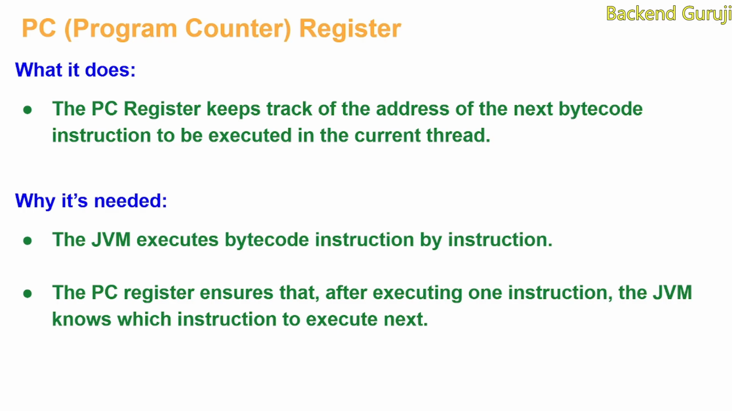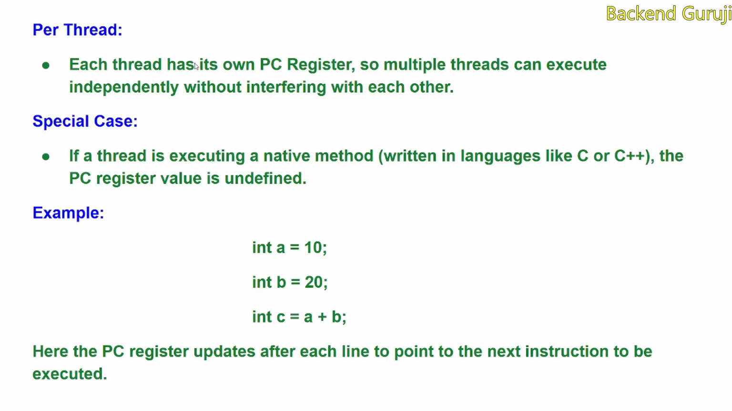Why is it needed? The JVM executes bytecode instruction by instruction. The PC register ensures that after executing one instruction, the JVM knows which instruction to execute next. Per thread, each thread has its own PC register, so multiple threads can execute independently without interfering with each other.